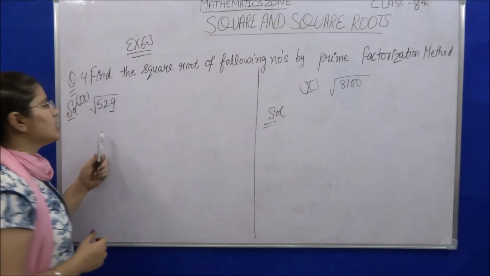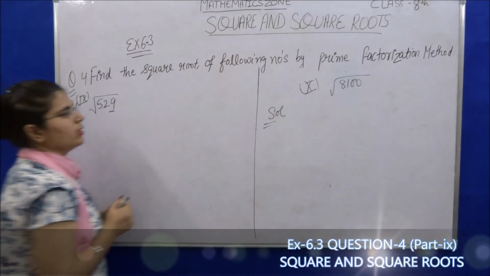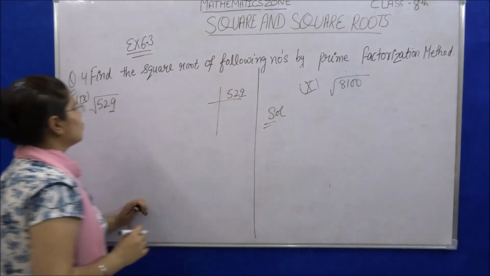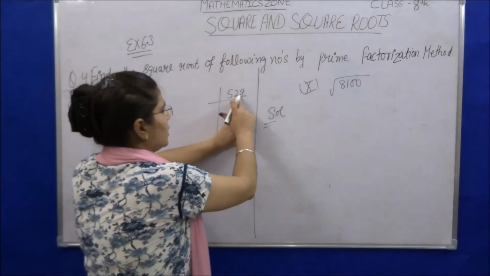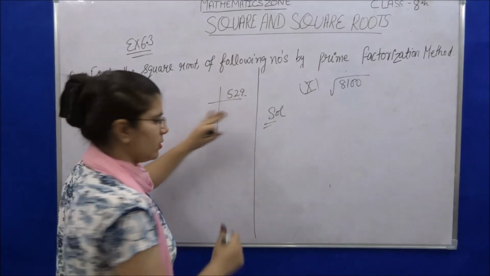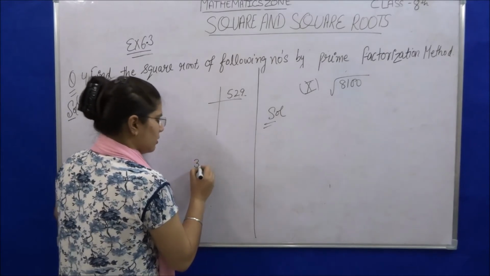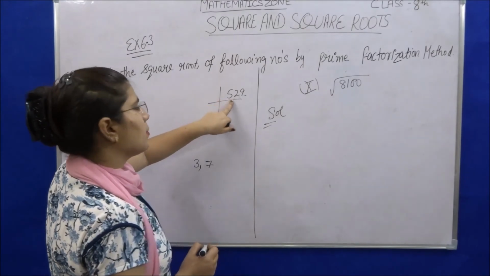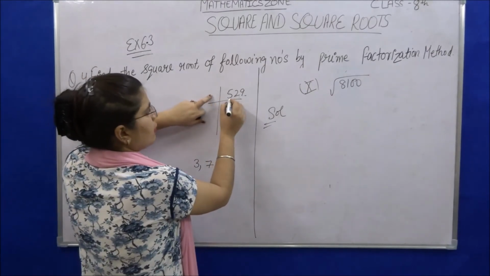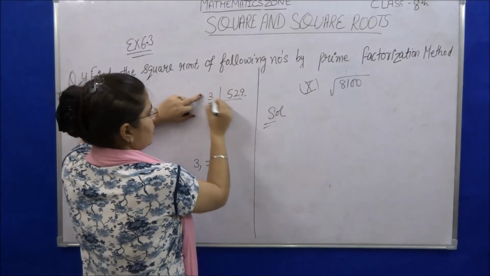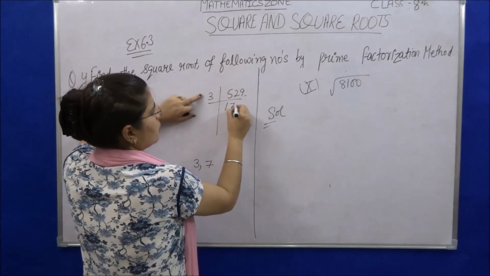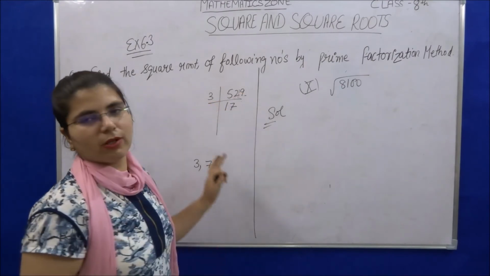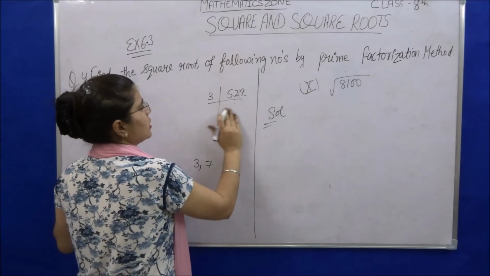Now we will find the square root of 529. As we see that the unit digit 9 is present, we can choose 3 as a number or 7 as a number. If we choose 3 as a number, then 3 can divide 529. Let's check. 3 1s are 3, 3 7s are 21. So 19 is present. 19 is not coming in the table of 3. So we can't choose 3 as a number.